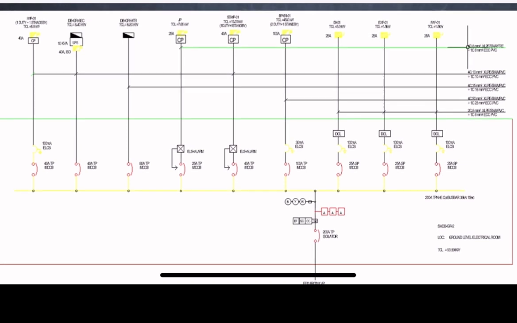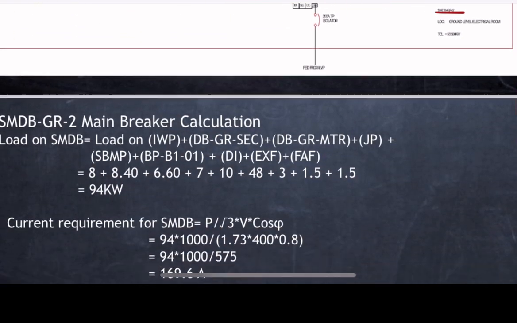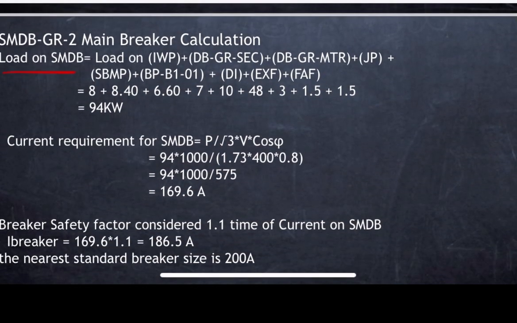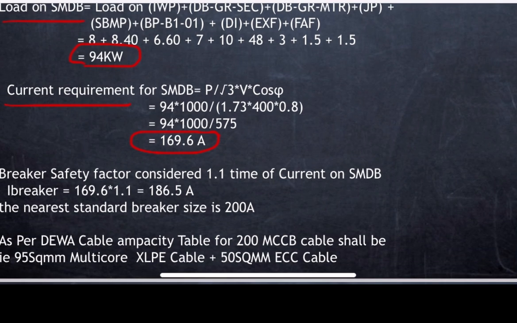Now we have another SMDB which is also on the ground floor, so I will repeat the same process. We find the total connected load on SMDB GR2, which came as 94 kilowatt. Then we calculate the current requirement on SMDB GR2, which came as 169.6 ampere. We multiply it with the breaker safety factor of 1.1 and get the calculated current as 186.5 ampere. The next available standard breaker rating is 200 ampere.